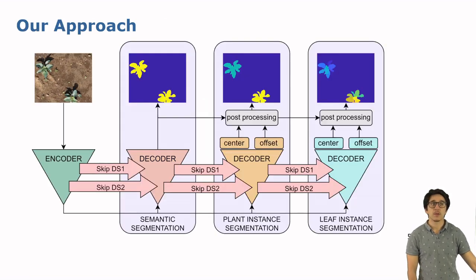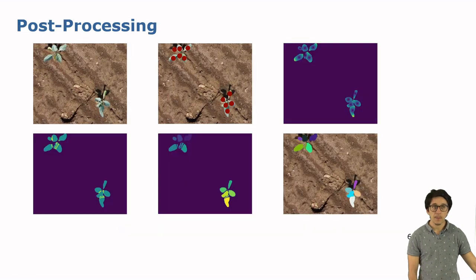Our approach consists of a convolutional neural network predicting centers and offsets for the plant and leaf instance tasks. The main novelties we introduce are a hierarchical skip connection scheme and a new automatic post-processing operation. For the skip connections, instead of following the usual encoder-decoder scheme, we exploit the features extracted from the decoder of the previous task to augment the features extracted from the encoder, from semantic segmentation to plant instance segmentation, and from plant instance segmentation to leaf instance segmentation.